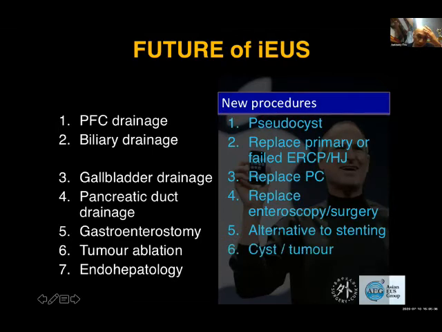And tumor ablation may help in terms of cyst and tumor control. And also a very interesting subdivision of endoscopy is endohepatology. So now we also have devices which allow us to assess the degree of cirrhosis, mainly by measuring the portal venous pressure gradient.